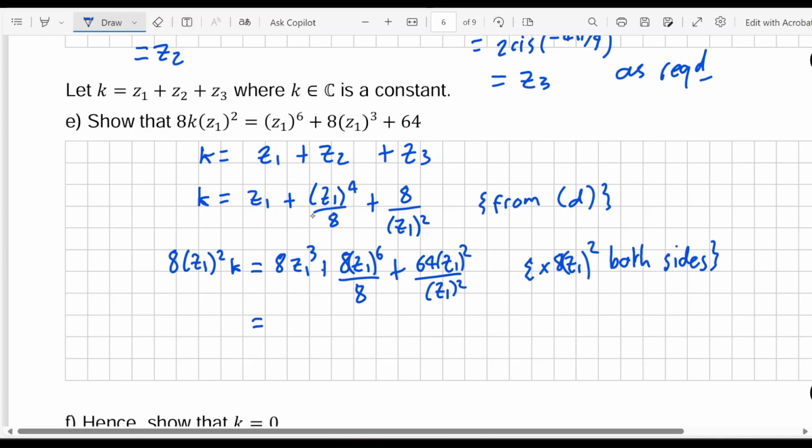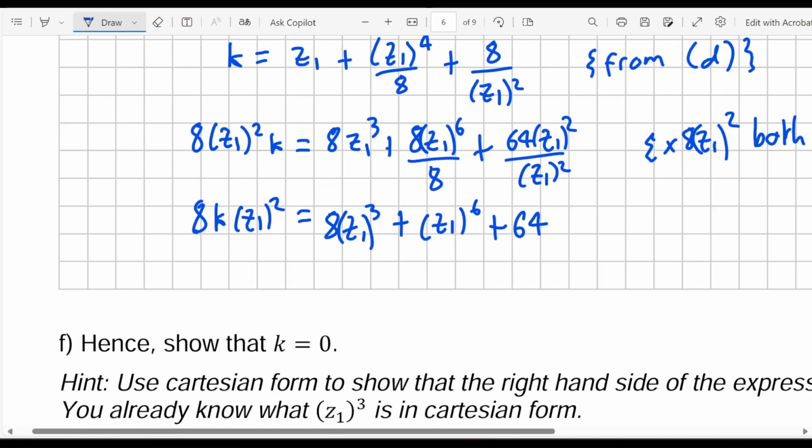If we simplify this down, I get 8z1 cubed. The 8's cancel off here, so I get z1 to the 6. And here I get just 64. And this is 8k z1 squared, just swapping the order of those things. And I think we've done it.